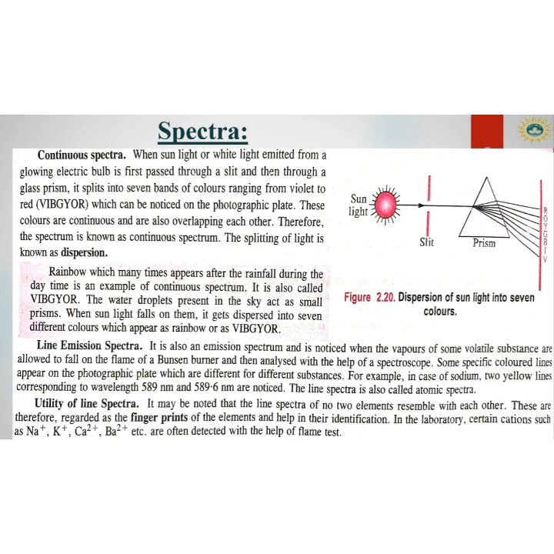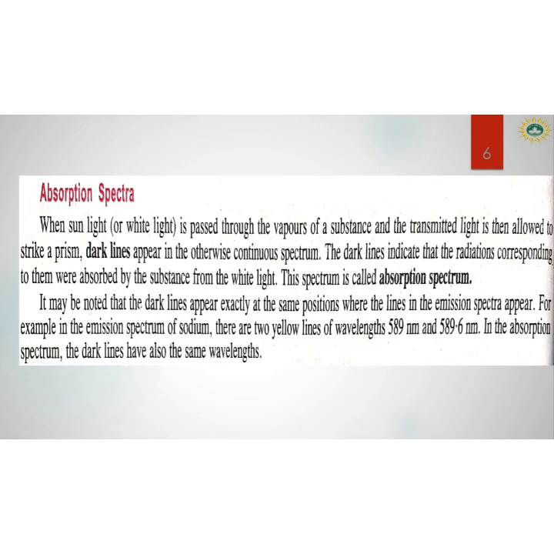In the laboratory, certain cations such as sodium, potassium, calcium, barium ions, etc. are often detected with the help of flame test. We'll know about this flame test in class 11 when we study how to detect the cations and anions in the laboratory. Now, what is absorption spectrum?